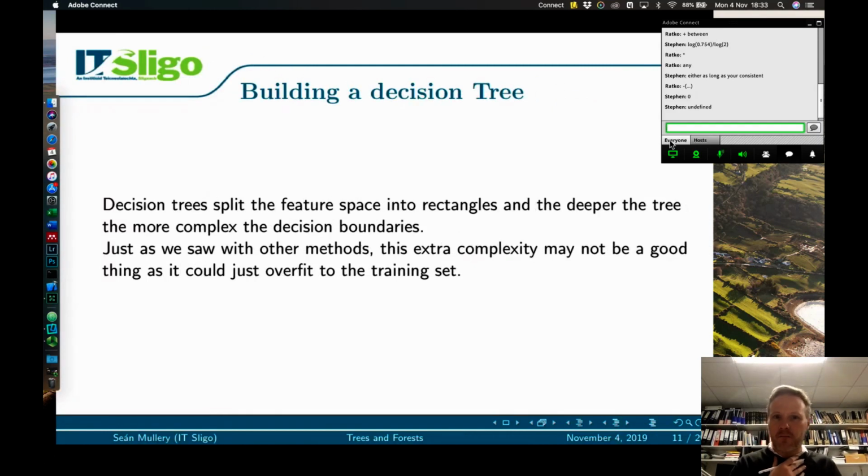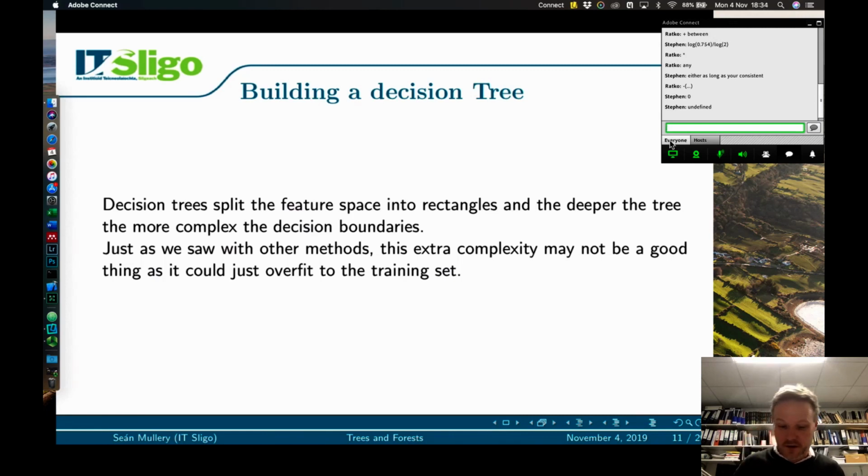So let's look at how we're going to build a decision tree. Decision trees split the feature space into rectangles, and the deeper the tree, the more complex the decision boundaries. Just as we saw with other methods, this extra complexity may not be a good thing, as it could just overfit to the training set.